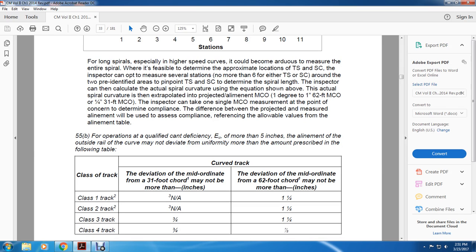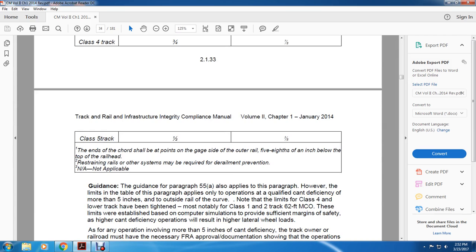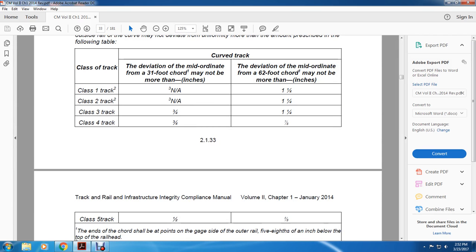The alignment of the outside rail of the curve may deviate from uniformity by no more than the amount described in the following table. For class 1 and class 2 tracks, the 31 foot chord is not available, and the 62 foot chord deviation is 1 1/4 inches. Class 3 is 3/4 inch on the 31 foot chord and 1 1/4 inches on the 62 foot chord. Class 4 is 3/4 inch on the 31 foot chord and 7/8 of an inch on the 62 foot chord. Class 5 is 1/2 inch on the 31 foot chord and 5/8 of an inch on the 62 foot chord.